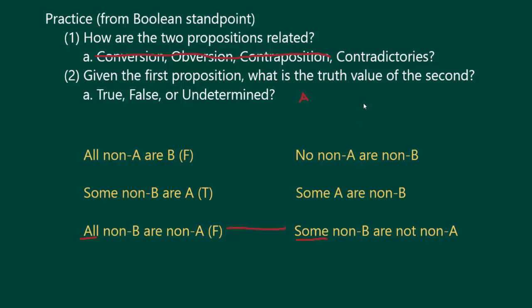Then if we remember the Boolean square of opposition, we know that A and O propositions are contradictories of one another, just as E and I propositions are contradictories of one another. Well, all non-B are non-A is an A proposition, and some non-B are not non-A is an example of an O proposition. Since we know that this is false, and these are contradictories, and contradictories must have opposite truth values, we know that the sentence on the right is true.